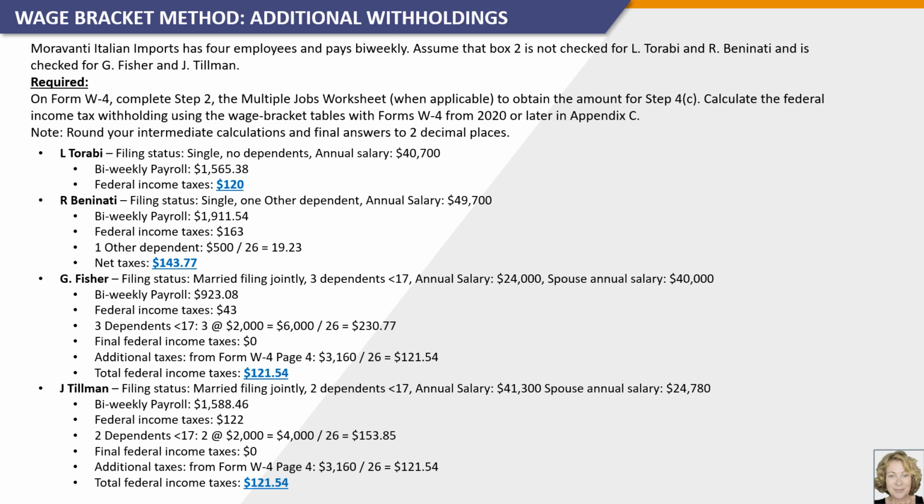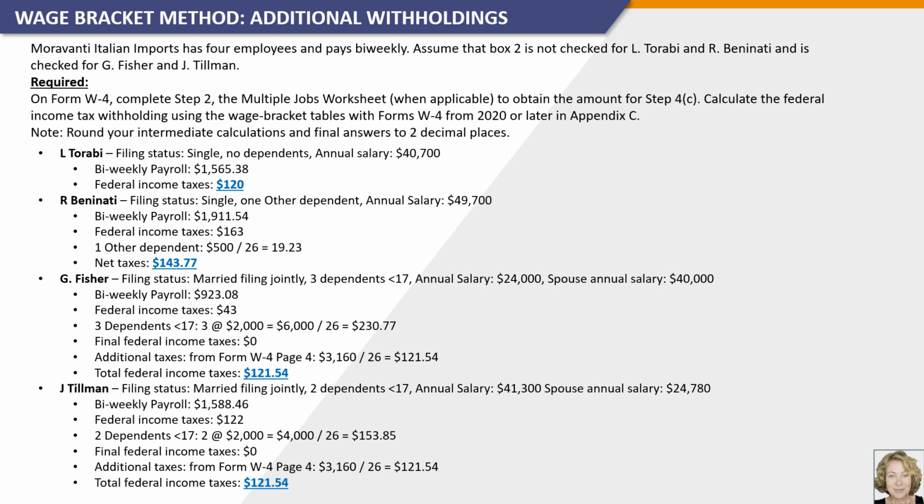But I'm not done yet though. We need to look up the additional taxes because the spouse has income and we do that on Form W4 on page 4. The intersection between Fisher's salary of $24,000 and the spouse's salary of $40,000 is $3,160, which we divide by 26 and arrive at $121.54. We add this amount to the final tax of $0 and arrive at a total income tax of $121.54.